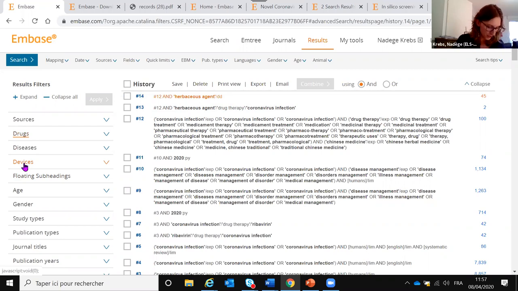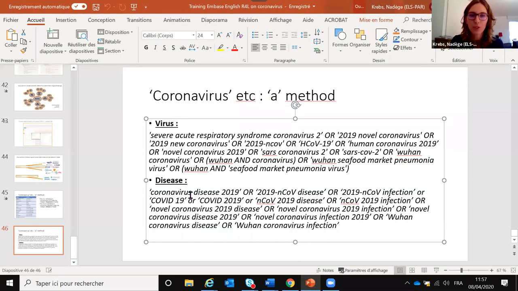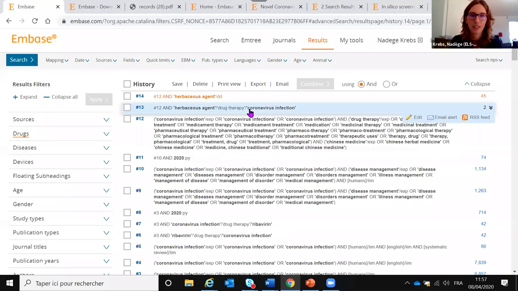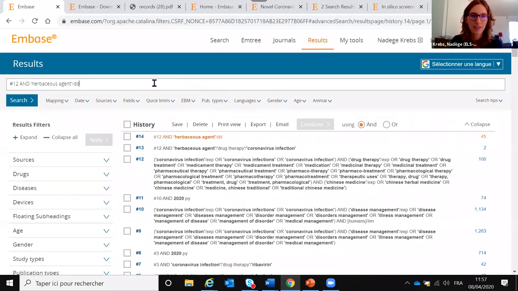So now we saw in one of the examples that we talked about, it was mentioned COVID-19. So if we want to go more specifically now on the COVID-19, I showed you here that if we're searching for the disease, we need to use this string. So I'm going to copy this one, and I can paste it directly into here.